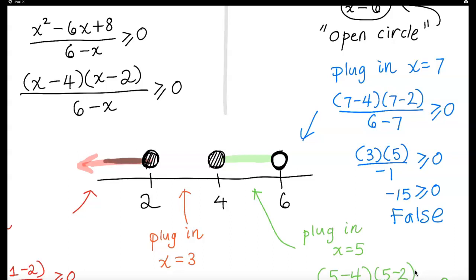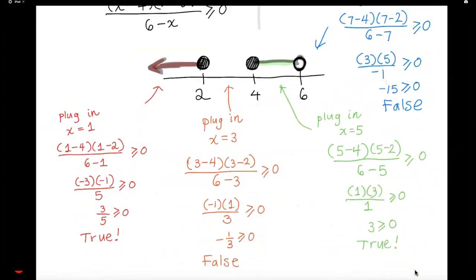Everything to the left of positive 2, but 2 will get a bracket because it has a closed circle. Everything in between, including 4 all the way to not including 6. So what I just have graphed, I'm going to go ahead and write that as a solution here, okay?